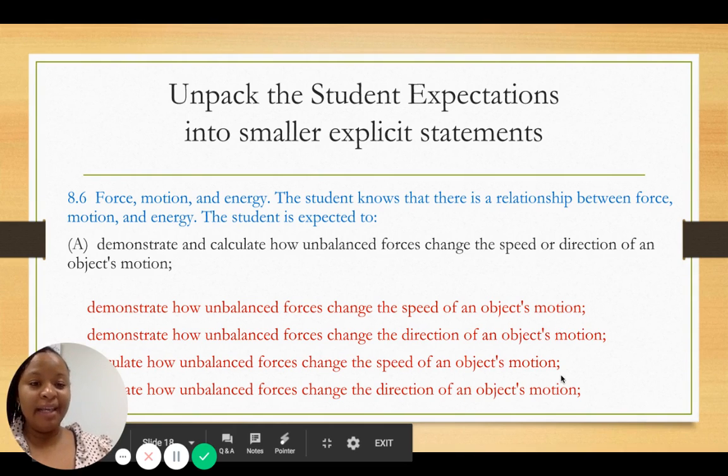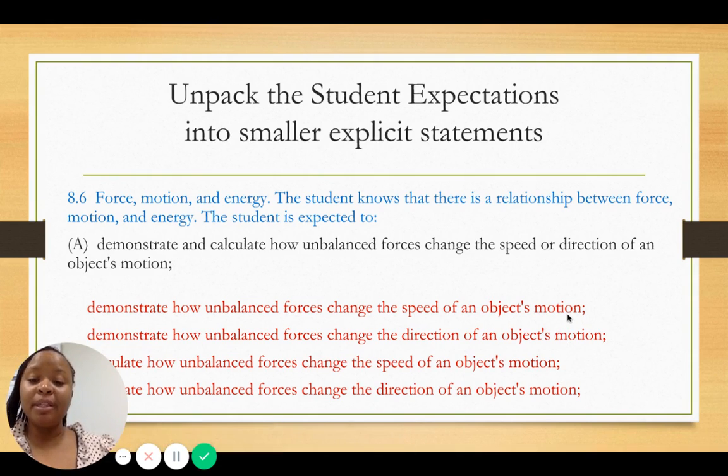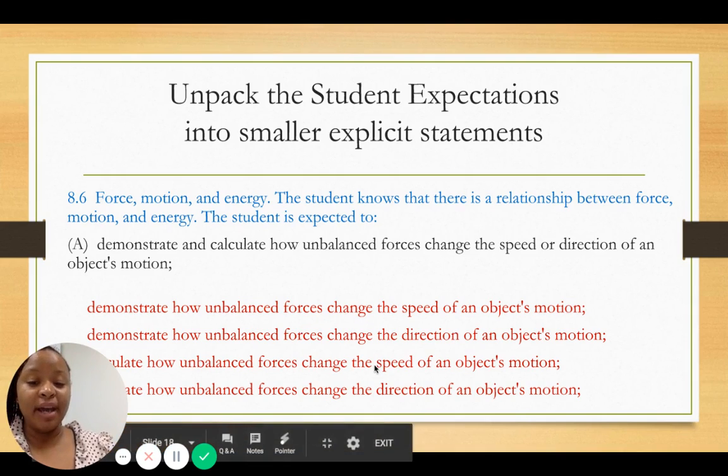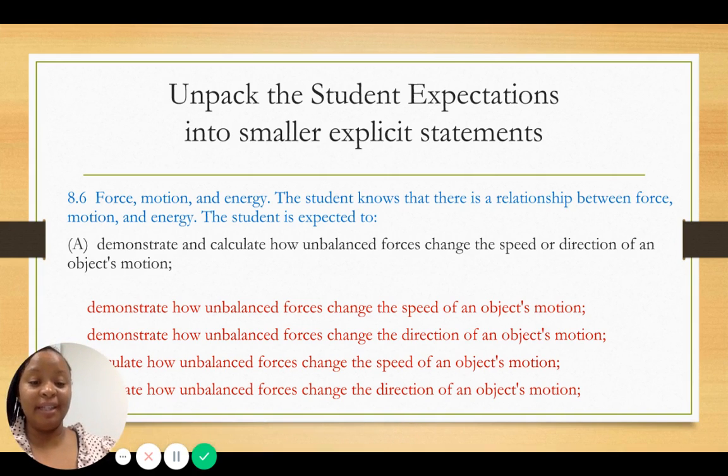When I develop my lesson, I have to make sure that I spend ample time on each one of these parts, demonstrating unbalanced forces with regard to speed and direction, and also calculating with speed and direction in mind. If I do not address all 4 parts, I have not fully taught my TEKS. Therefore, when my students take their assessment, it's a possibility that they would not score well because I didn't teach them everything in that standard.